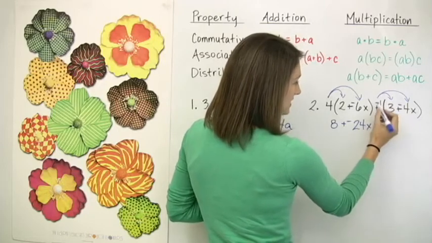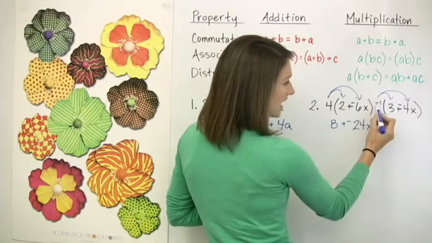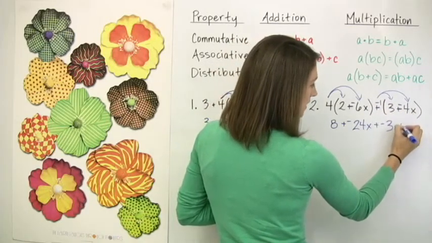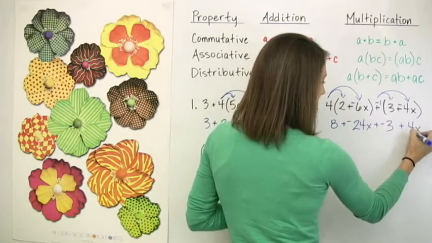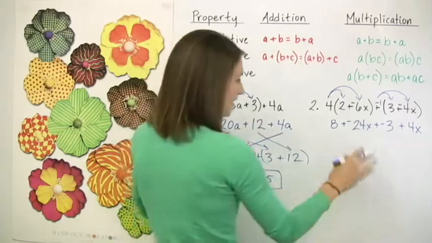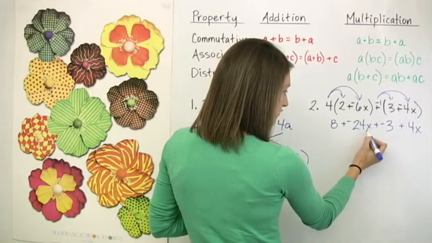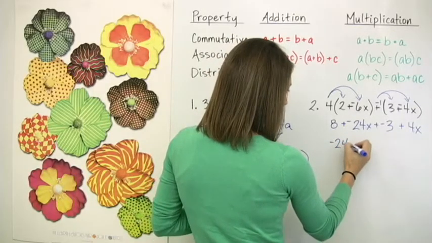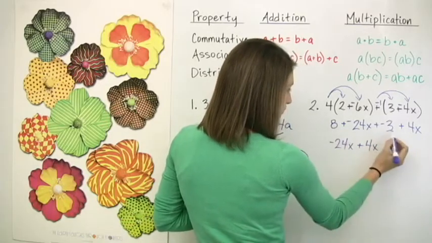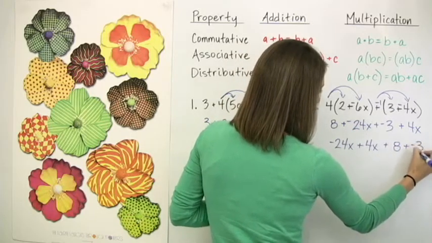So we're going to add negative 1 times 3, which is negative 3, and then negative 1 times negative 4x, which gives us positive 4x. Now, just as we did in our first problem, let's rearrange some of these terms to make the math easier to work with and combine, then simplify. So we'll move our negative 24x first, and let's bring our 4x over right next to it. And then we'll group our whole numbers here, 8 and our negative 3.